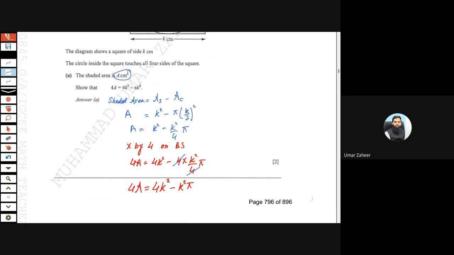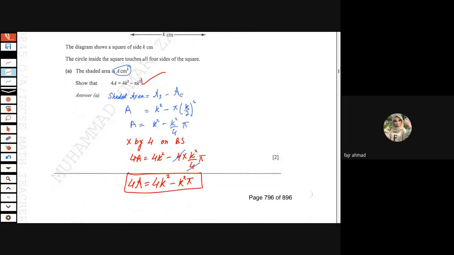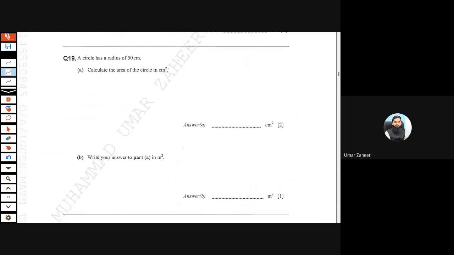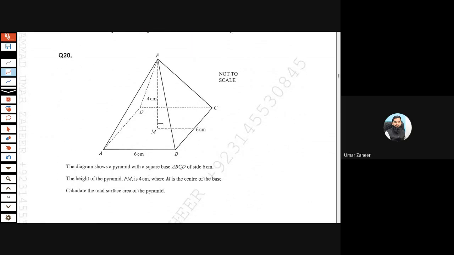So this is the thing that we need to prove. Yes, it is clear. Yes, sir. Okay, the next is 20. Yes, sir. Okay, you have practiced till question number 20 or the rest of all of them? Sir, till 20. Okay.